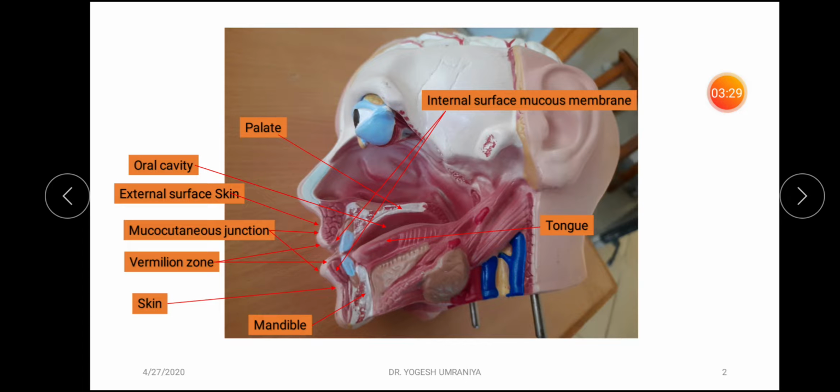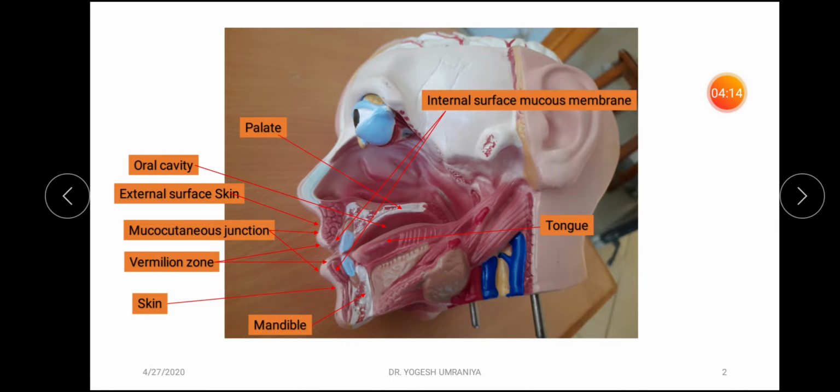Now the first portion of the lip, the one lying on the external aspect, this much region is referred to as the external surface of the skin, which has hair follicles as well as sweat and sebaceous glands. Now this portion is continuous with this vermilion zone, and this junction is referred to as the mucocutaneous junction or the red margin. This vermilion zone is lined by modified skin, while the outer surface is lined by skin.